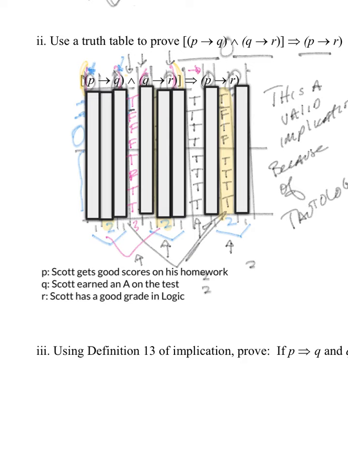So what we've just proven is that we have a statement that says that if Scott gets good grades on his homework, then Scott earns an A on the test. And if Scott earns an A on the test, then Scott will have a good grade in logic, which implies that if Scott gets good scores on his homework, then Scott will have a good grade in logic. We've just proven that that's a valid implication. The name we're going to have for this is called a hypothetical syllogism.